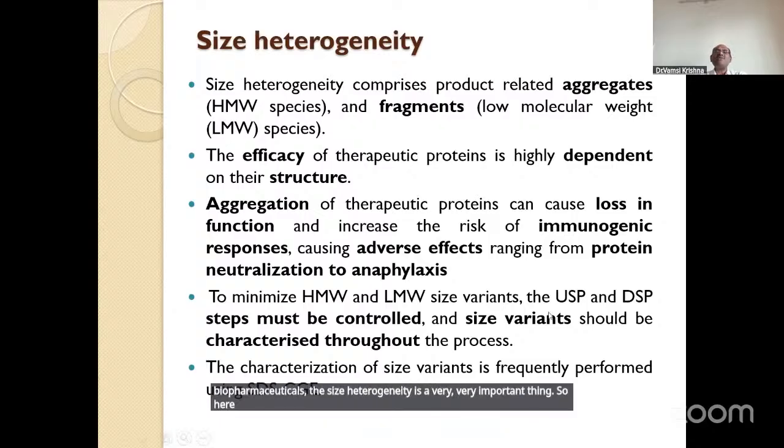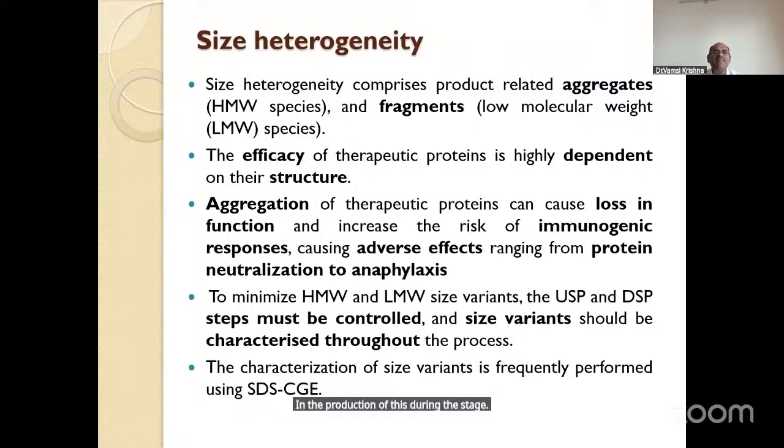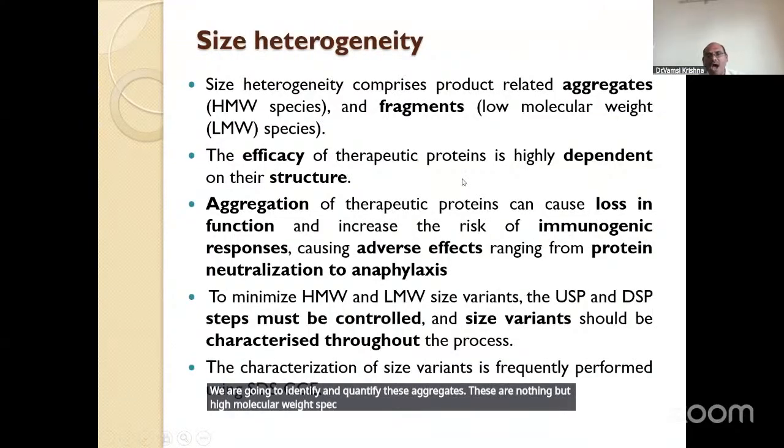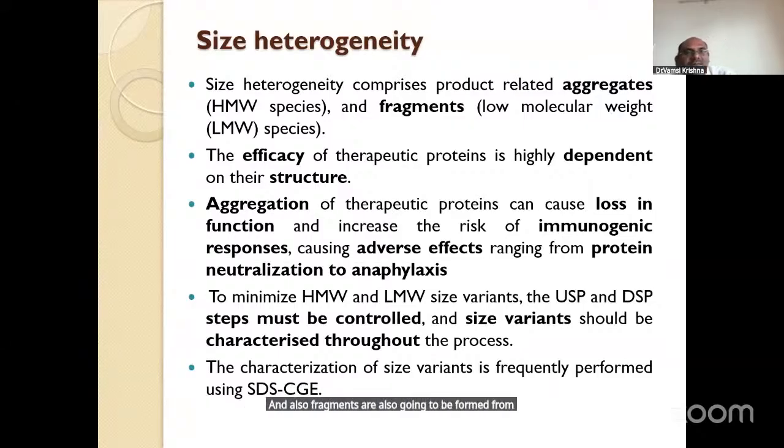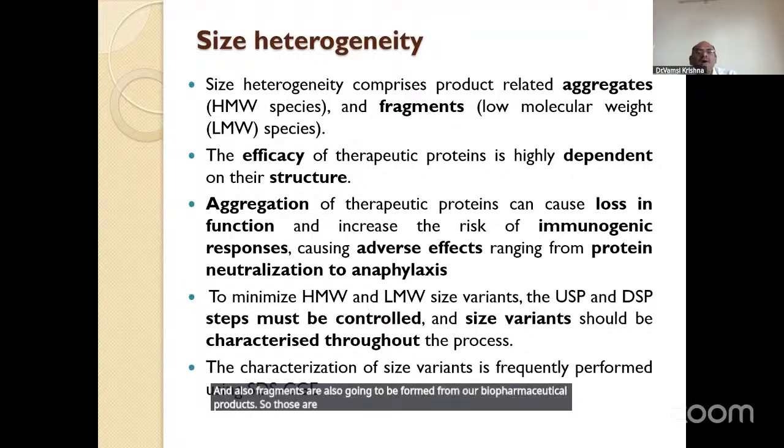Here the size heterogeneity comprises product-related aggregates that are going to be formed in the production stage. We are going to identify and quantify these aggregates. These are nothing but high molecular weight species, that is what are called aggregates. Fragments are also going to be formed from our biopharmaceutical products, and those are called low molecular weight species.